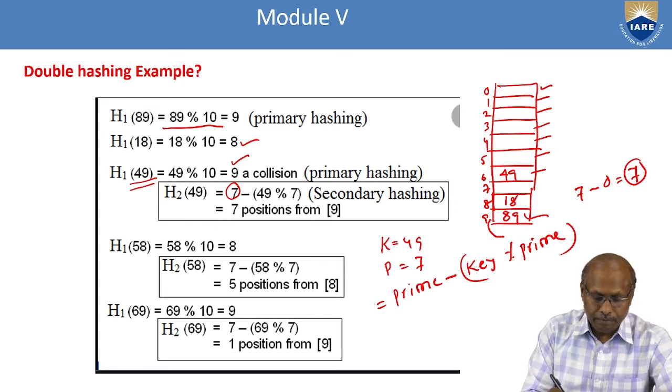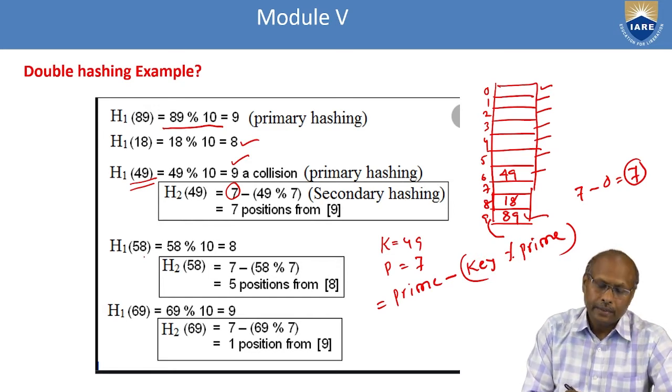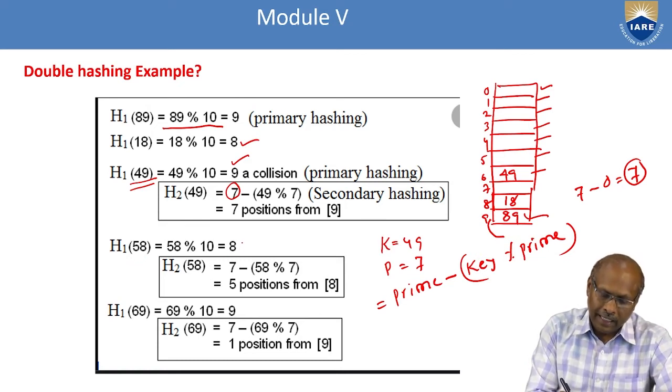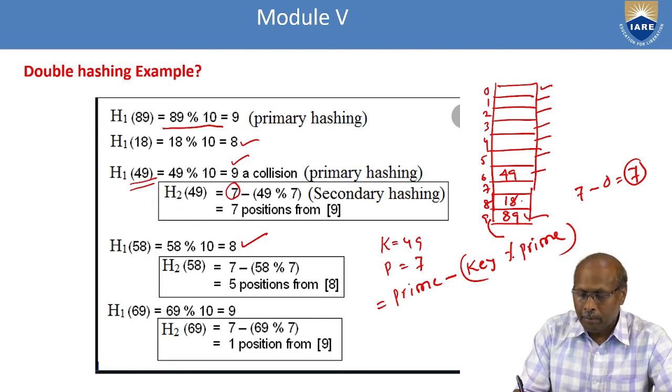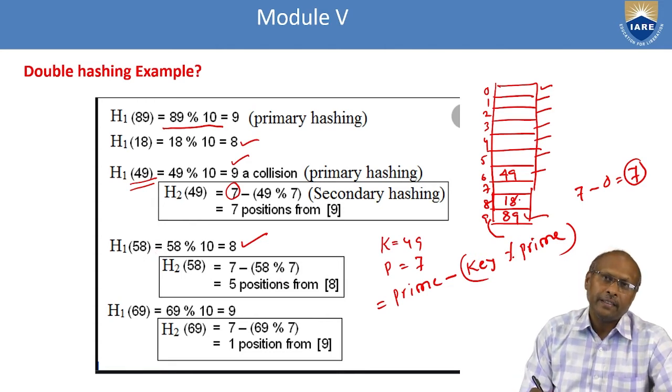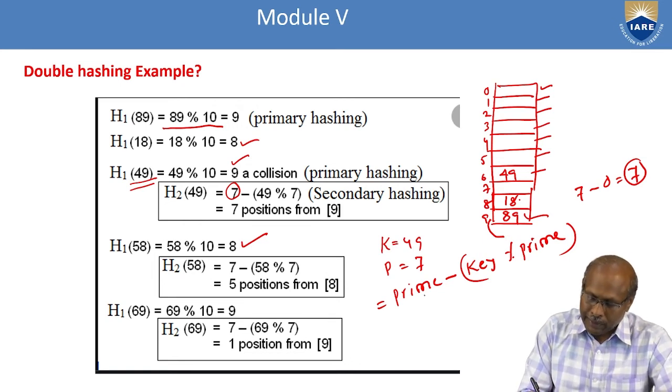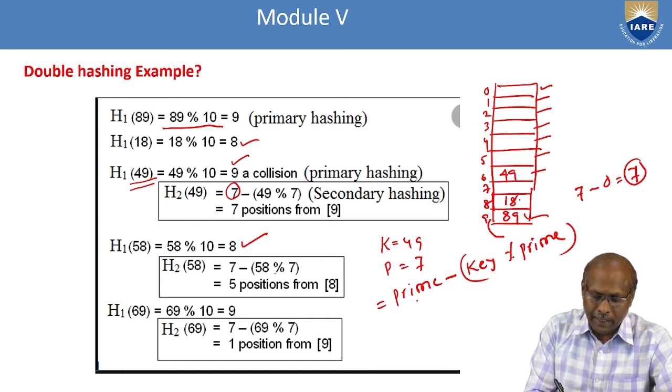Okay. Next, 58. When I apply 58 with the first hash function, I will get 8. So I will store 58 in the 8th place. But in the 8th place, data 18 is already there. Then that is a collision. So I should apply the second hash function, prime minus key modulus prime. My prime is 7. 7 minus key, which is 58. 58 modulus 7: 7 times 8 is 56, so the remainder is 2. 7 minus 2 means 5.